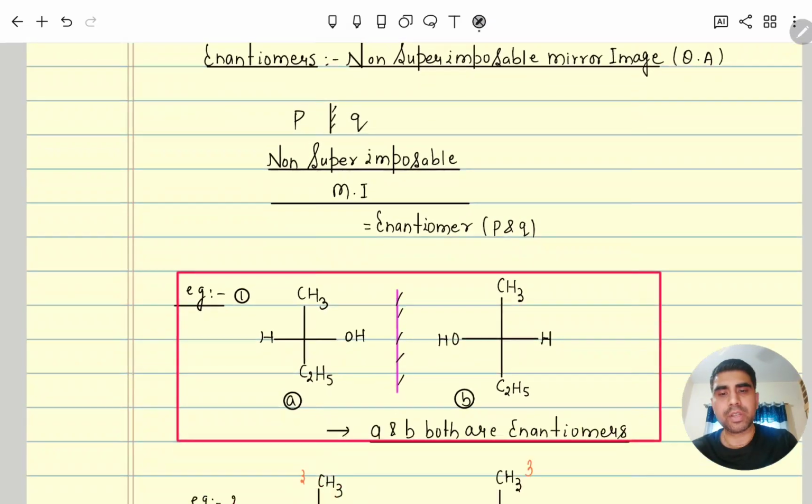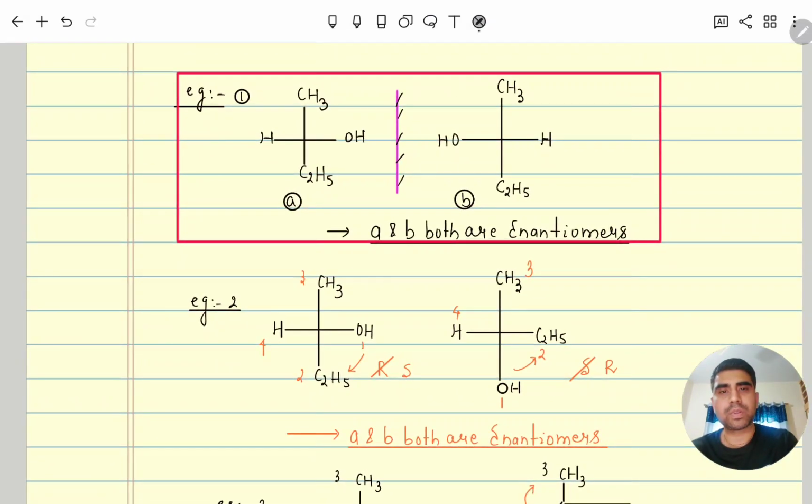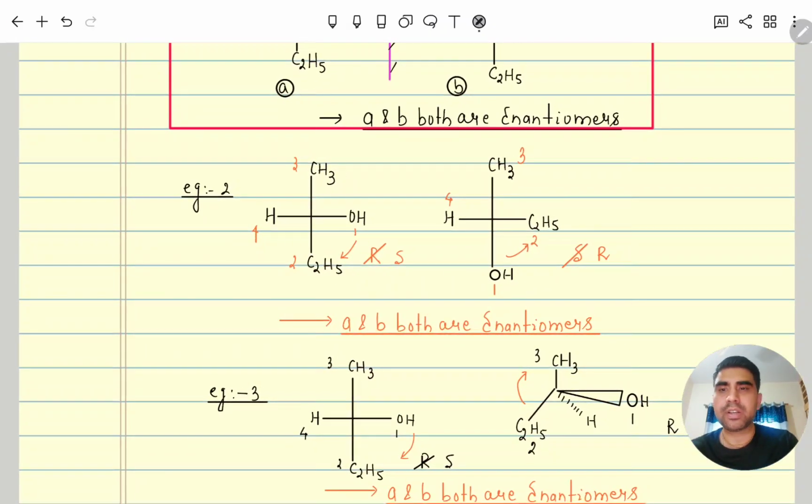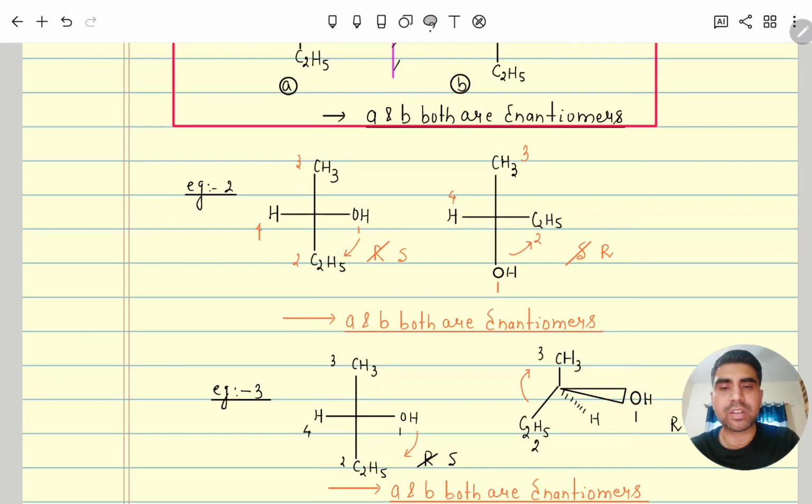Like here we can see this molecule has one chiral center, and its mirror image is this one. Both are enantiomers, meaning both are optically active. If we look at the RS configuration, which tells the nature as well as the optical property, here 1, then after that 2 and then 3. So as 1, 2, 3 is moving clockwise, it should be R, but it is S.